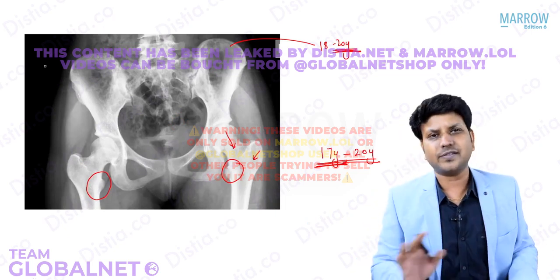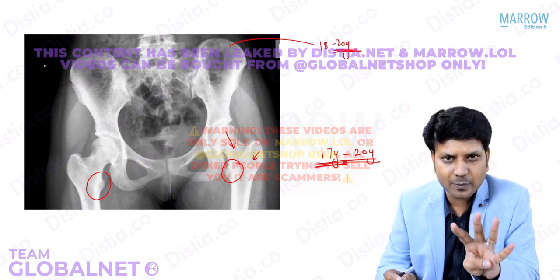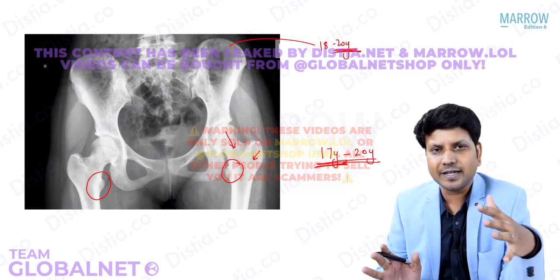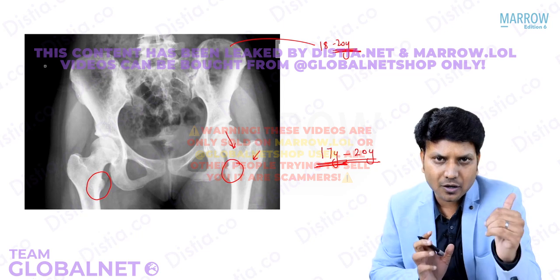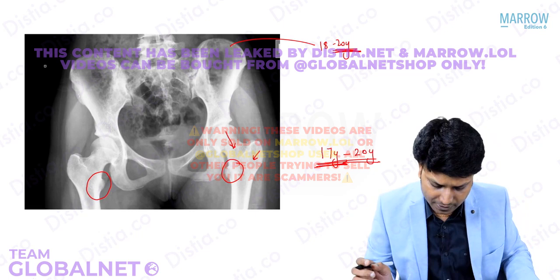So the point is very simple. You know the centers that you see. There are 4 centers that we see in the X-ray pelvis and 3 centers in the upper end of femur. So totally 7 centers. You just see whether each has appeared or not, whether it has fused or not. Based on that, you'll be able to find out the age of the person.